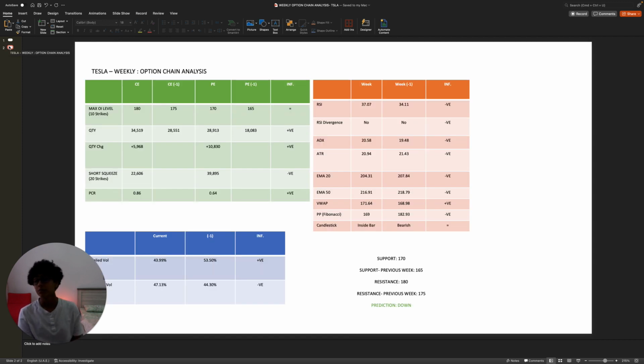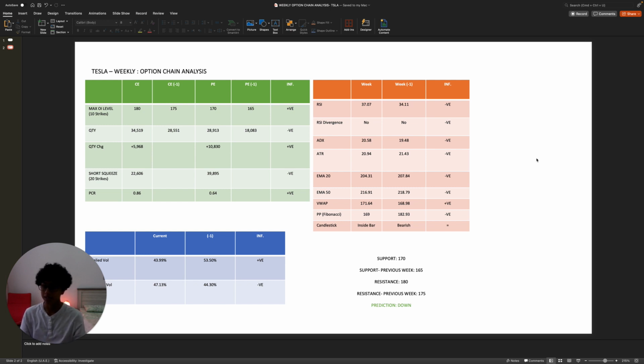So we can see that the max OI level for CE and PE have both gone up the same amount, which is positive. It's actually meant to be positive because both have gone up. Quantity is higher for CE, which is actually negative. Quantity is high. Change is higher for PE, which is actually positive. Short squeeze is a lot higher for PE, which is negative.